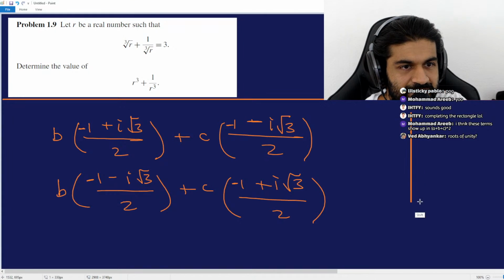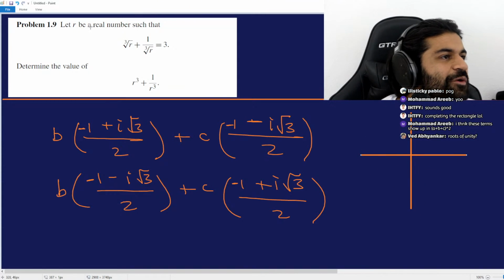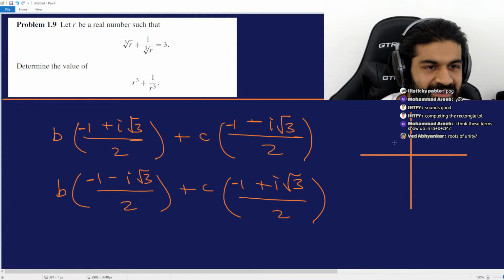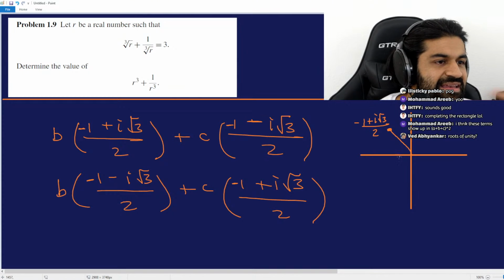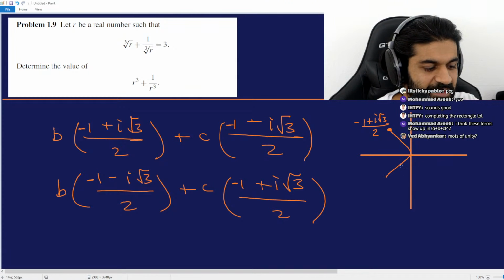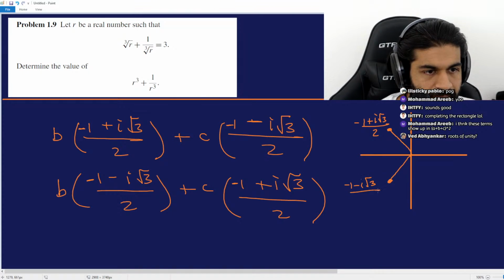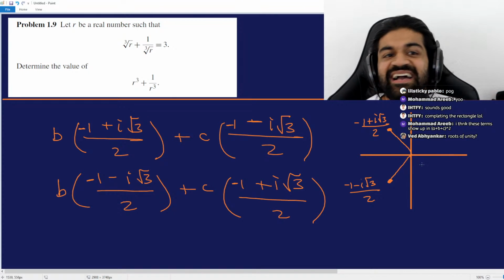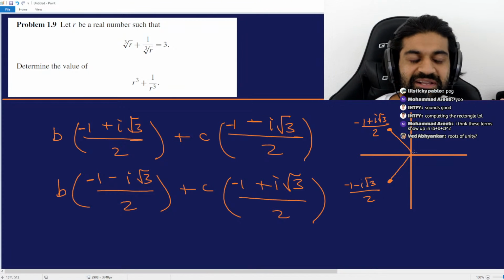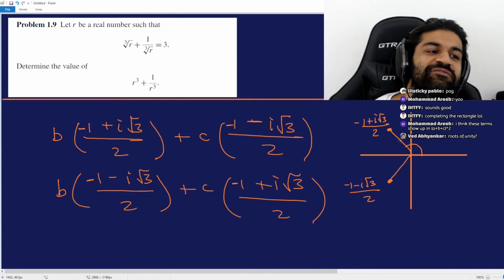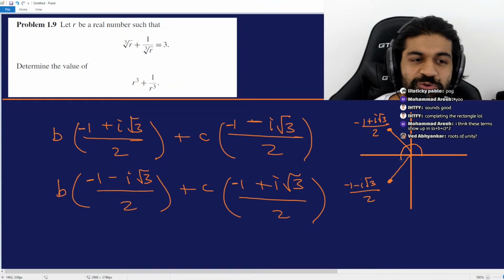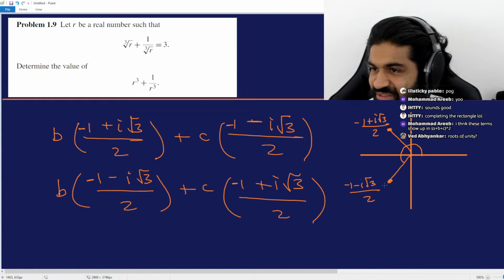You would go negative 1 plus I root 3 over 2 would be over here, right? Negative 1 minus I root 3 over 2 would be down here, right? You notice that the length of, yes, exactly, these are roots of unity. So you notice that the length of these complex numbers is both 1, and the argument of this complex number is 120 degrees. The argument of this other complex number is 240 degrees, which means if you cube either of them, you will get 1.